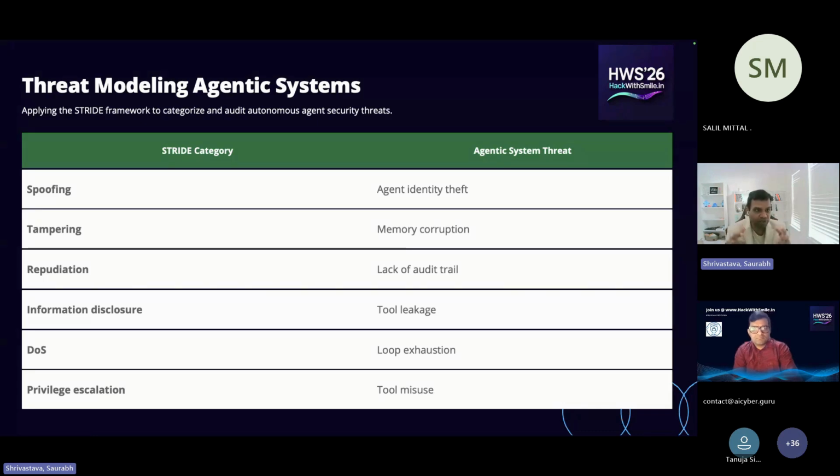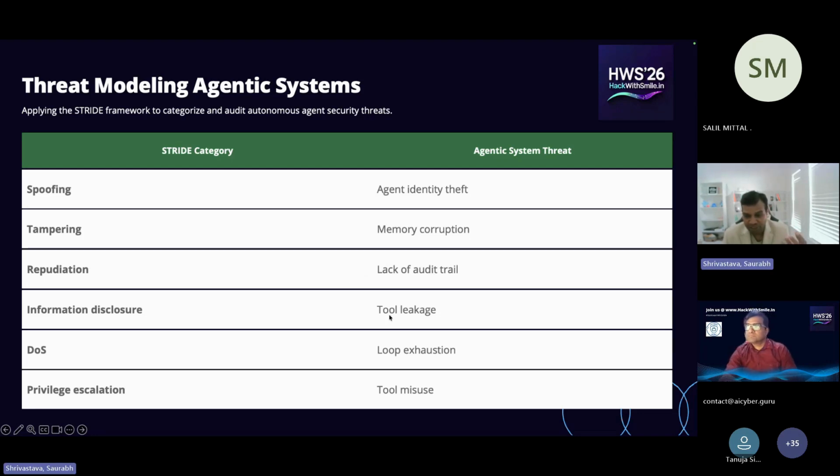So you are aware of the STRIDE framework. The STRIDE framework is the traditional security framework, but how is the STRIDE framework evolving with agentic AI? Spoofing is where a malicious actor can steal the agent identity. Tampering is more about short-term and long-term memory corruption.